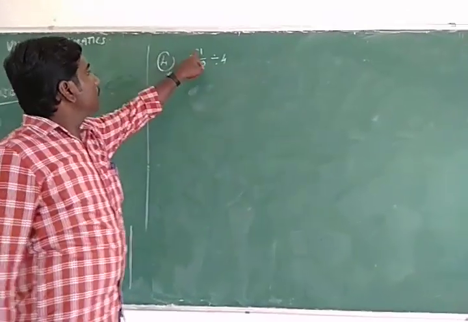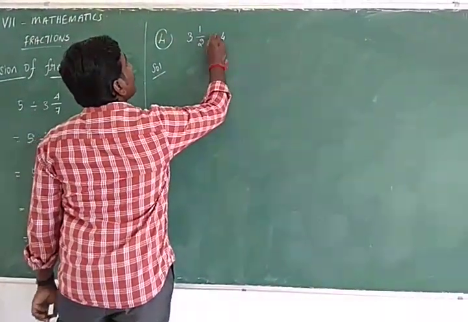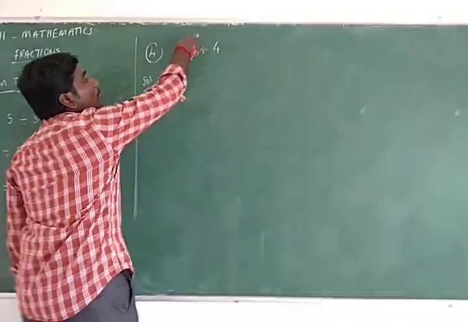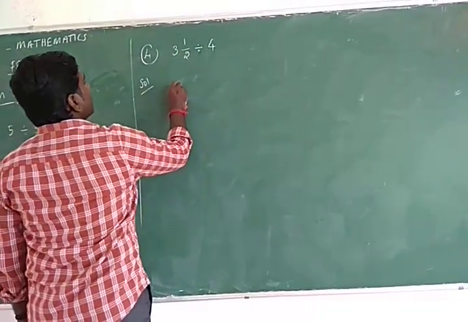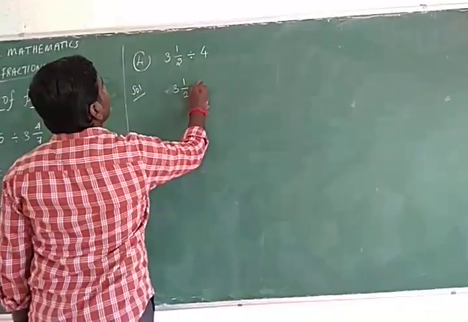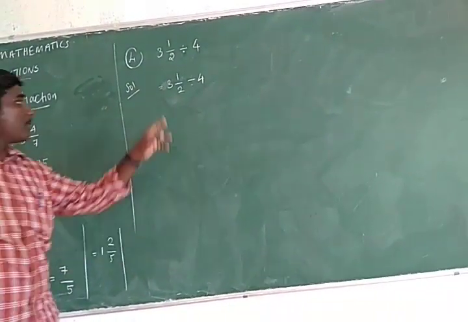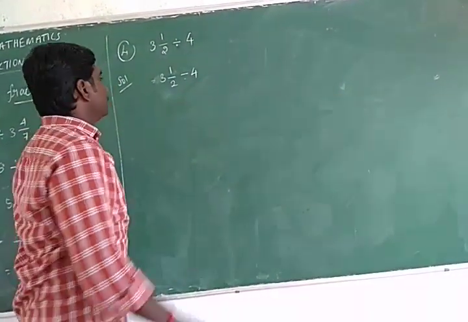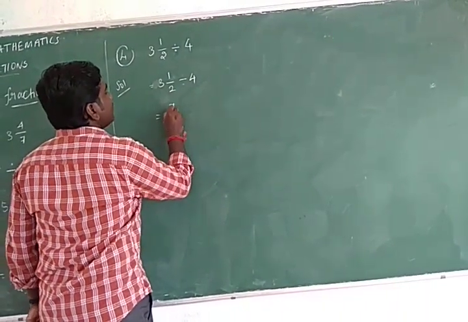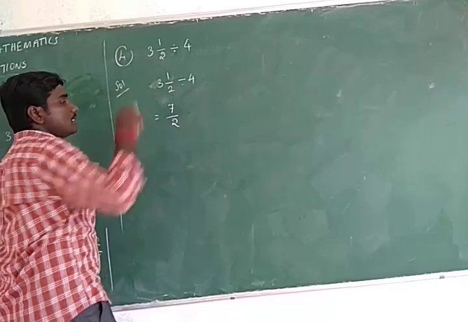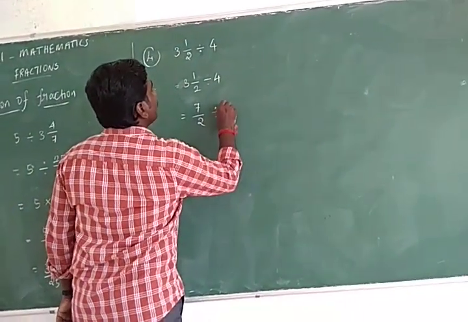Next question. 3 1 by 2 divided by 4. First I will read the question. Convert the mixed fraction into an improper fraction. 3 2s are 6, 6 plus 1 is 7 by 2. Then divide by 4.